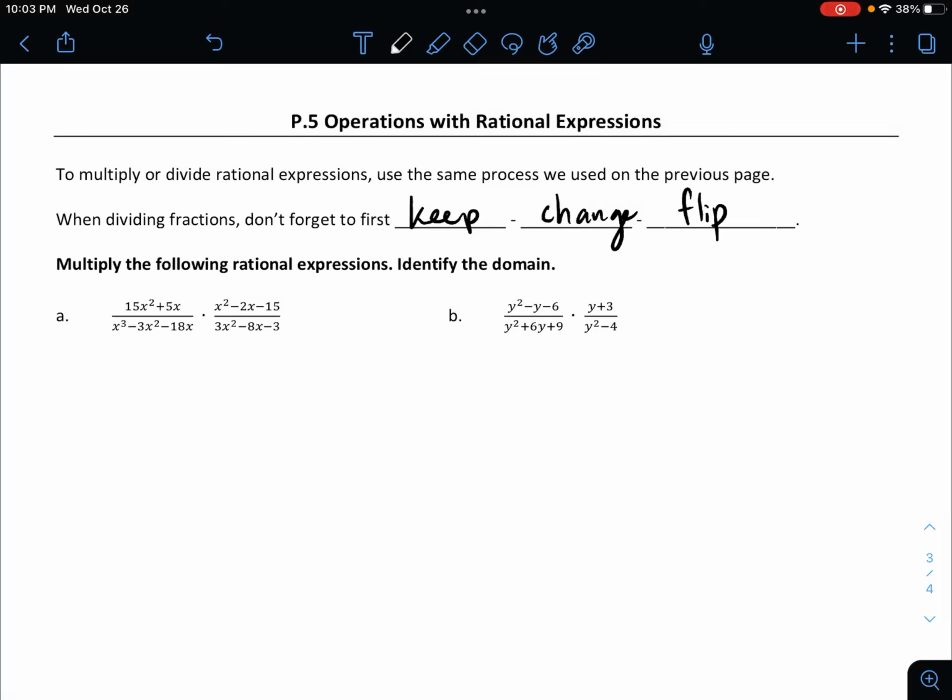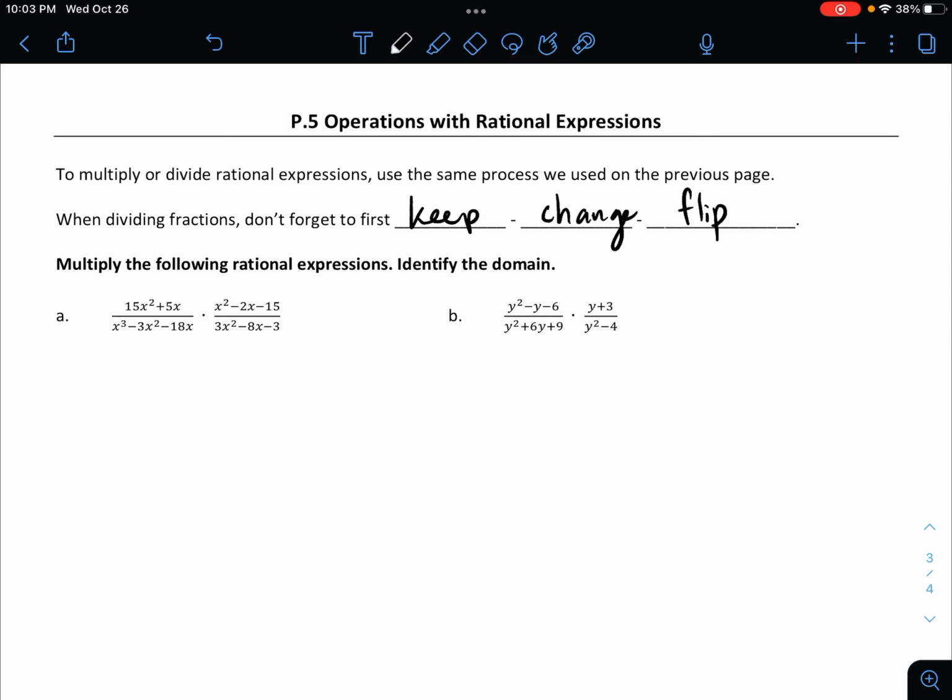Hey, Algebra 2. Today we're on P5, operations with rational expressions. So basically just multiplying and dividing these rational expressions. The rule applies to what we just did on the previous page when we were simplifying them. Basically, you just want to factor first, right?